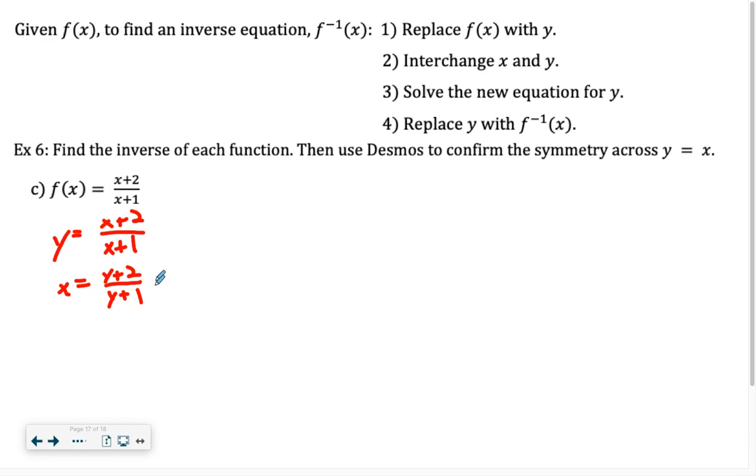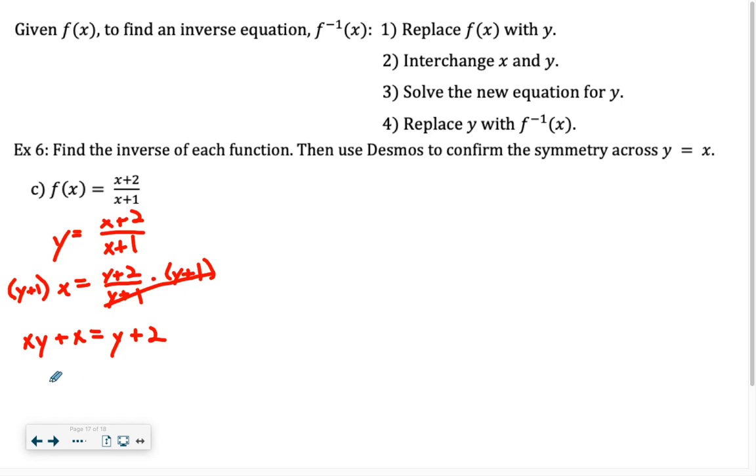To solve something like this, the first thing I want to do is get rid of the denominator. So to do that, I'm going to multiply both sides by that denominator, by y plus 1. Over here, those are just going to cancel out. And over here, I'm actually going to do this distribution. Okay, I'm going to have xy plus x times 1 is just x equals y plus 2.